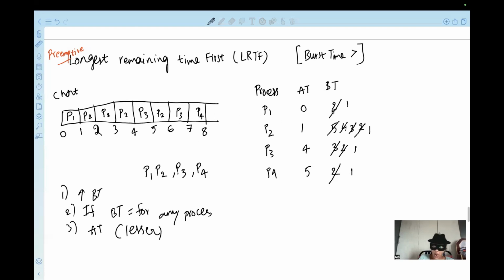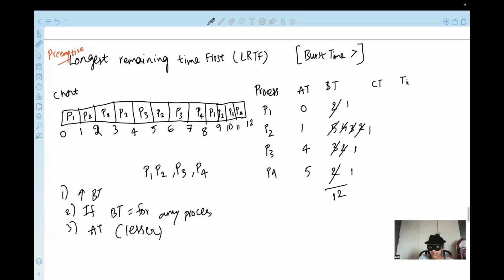Now all have the same burst times. So now we will take the one which has the lower arrival time, that is P1, which is 9, and P2, which is 10, and P3, which is 11, and P4, which is 12. So if we have the original burst times, we'll make it as 12.